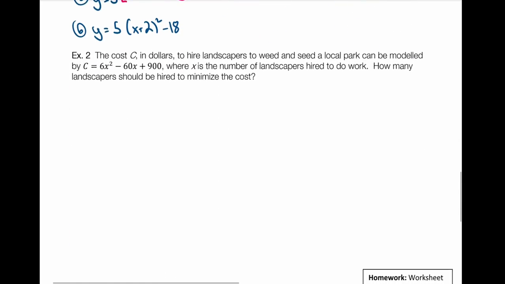So the last example is a word problem, and we're going to look at it, and again, it's going to follow the same idea. It's just more about recognizing that we have to complete the square. So the cost C in dollars to hire landscapers to weed and seed a local park can be modeled by C equals 6x squared minus 60x plus 900, where x is the number of landscapers hired to do work. How many landscapers should be hired to minimize the cost?